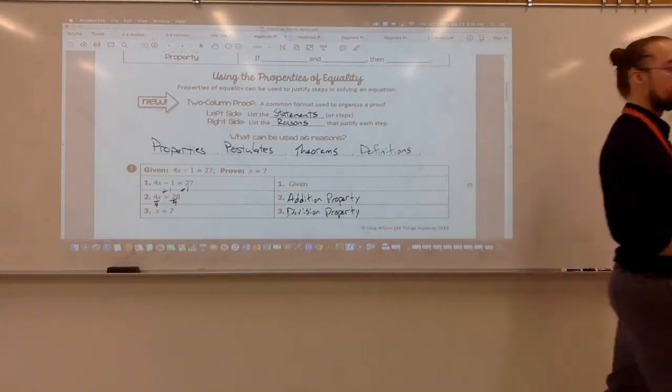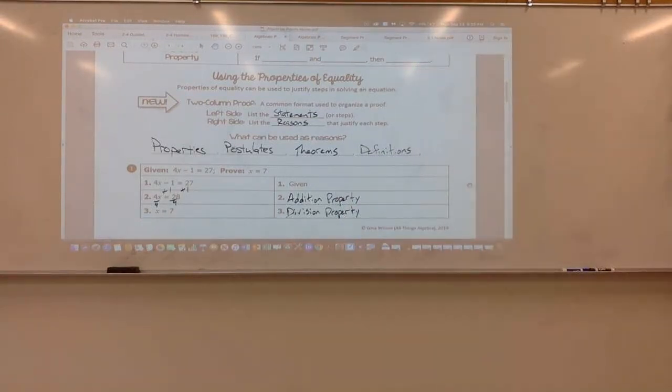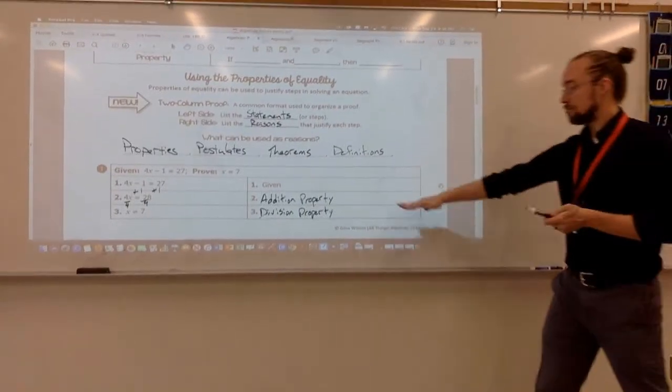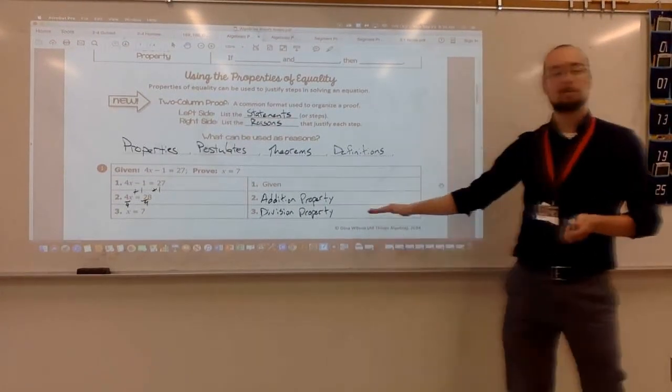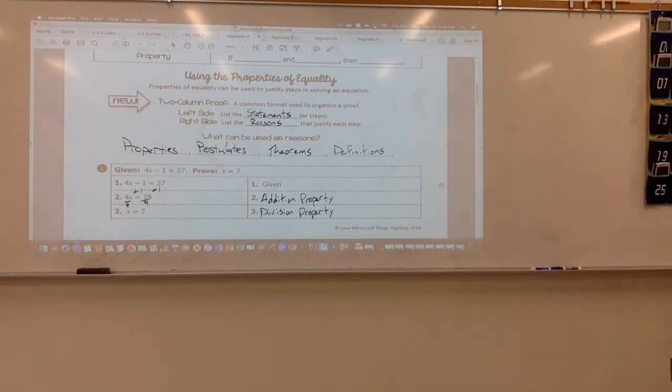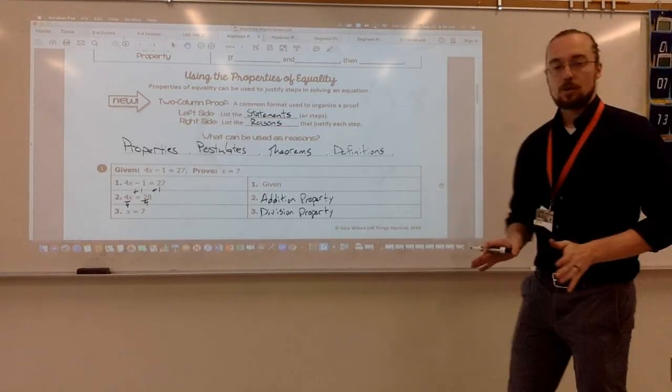So all we're doing here is solving equations that we already know how to solve. We're just justifying each step with some property that allows us to do that. Questions so far?